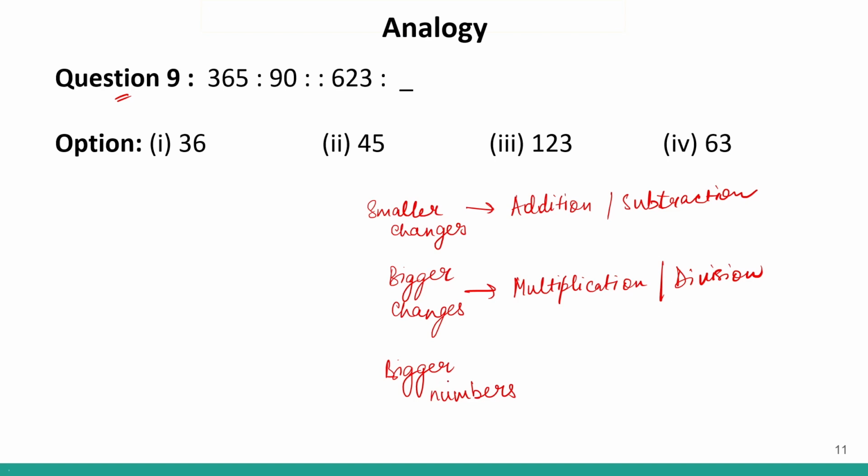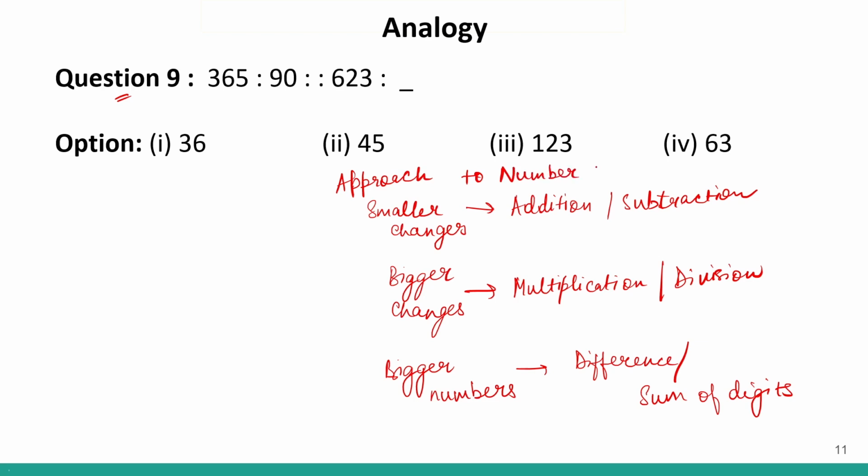If you see very big numbers like 4-digit numbers, then we assume that it is either addition or subtraction. There is a difference between numbers. The logic is of difference, or it is the sum of digits. So this should basically be the approach to number analogy. Whenever you get questions on number analogy, you should follow this approach.